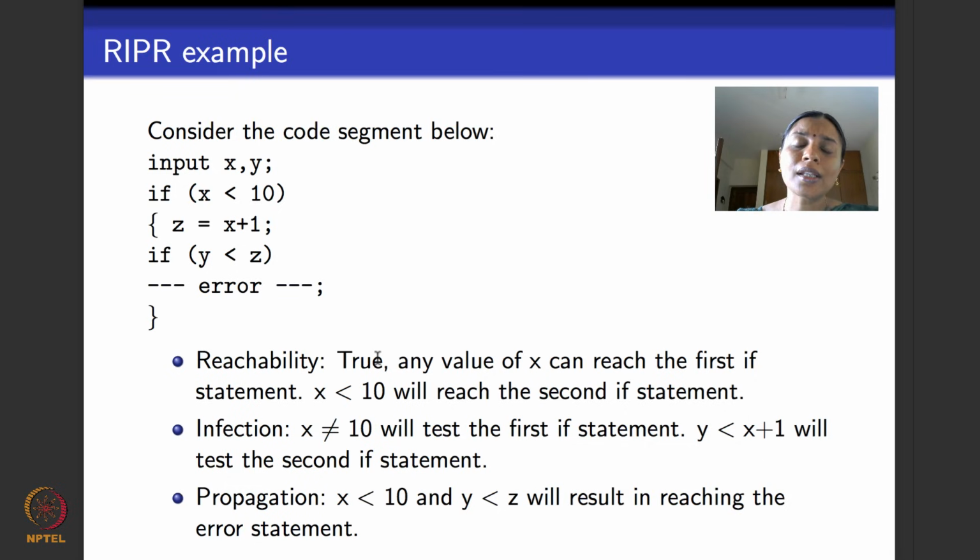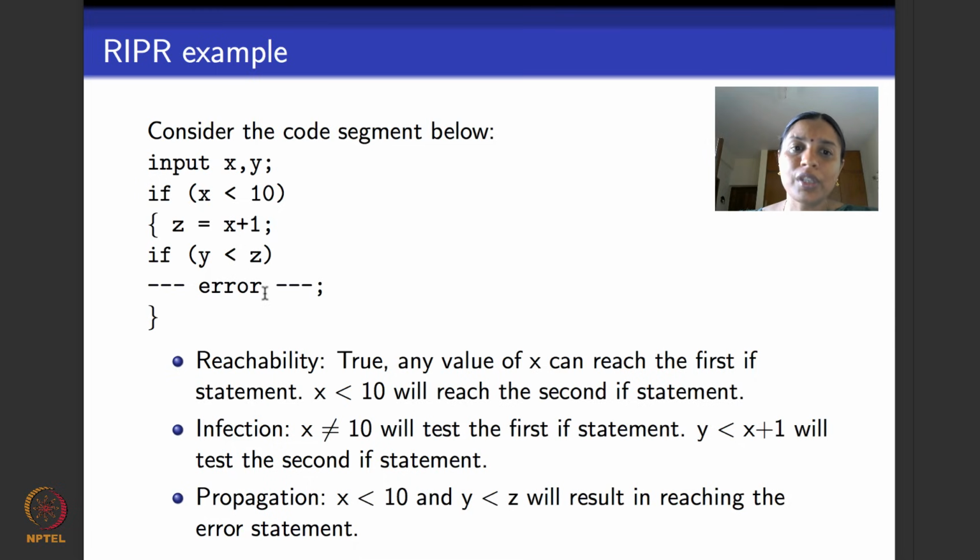But to be able to reach the second nested if statement, suppose the first if statement tests negative, in the sense that suppose I give a value of X that is not less than 10. So this predicate will return false, and the code will exit this if statement. It will never enter this if statement. If it doesn't enter this if statement, it is not going to be able to test the second if, make it positive, and then reach the error statement, right?